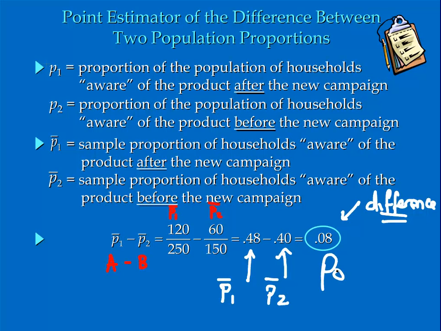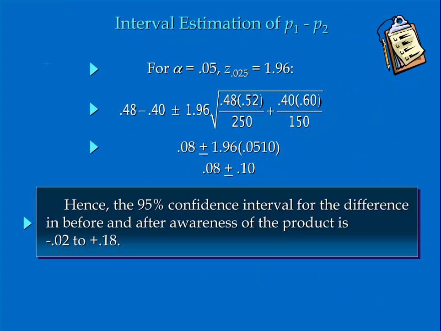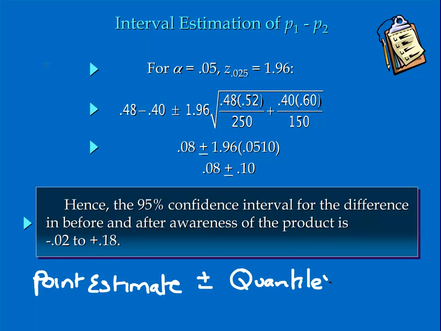Before I continue, the point estimate is 0.08. So that's the first part. The general construction of a confidence interval is point estimate, I'll write it down here, plus or minus quantile by standard error.